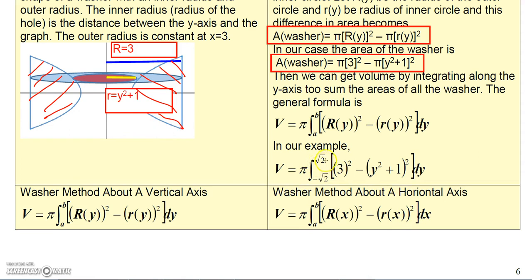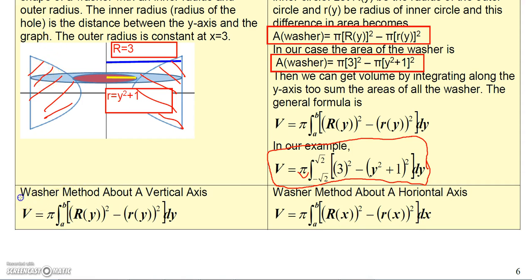So we would integrate this from minus square root of 2 up to positive square root of 2. That's your limits of integration. I pulled the pi out here, since you can factor the pi out of both of these. And in here I left the difference of these squares: 3 squared minus the quantity y squared plus 1 squared. And if you evaluate that integral, that will give you the volume of that solid that's generated.